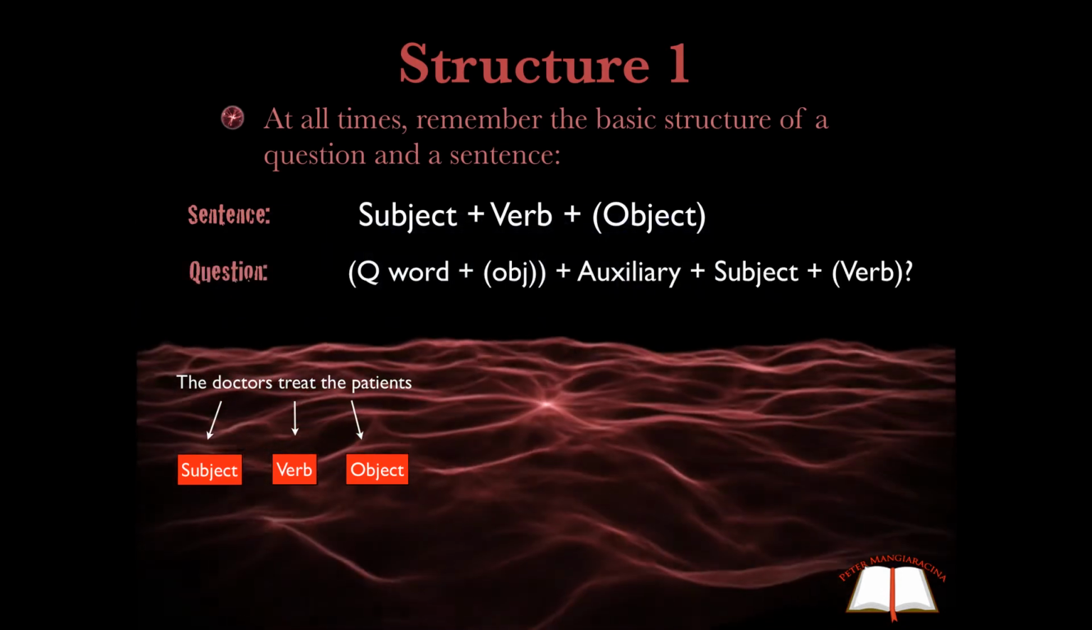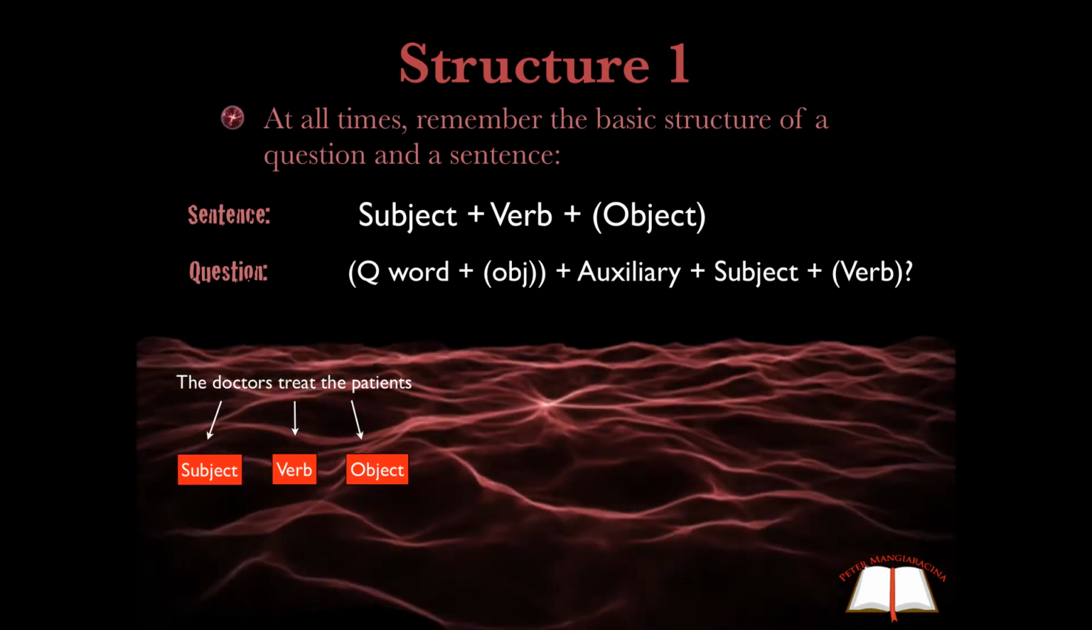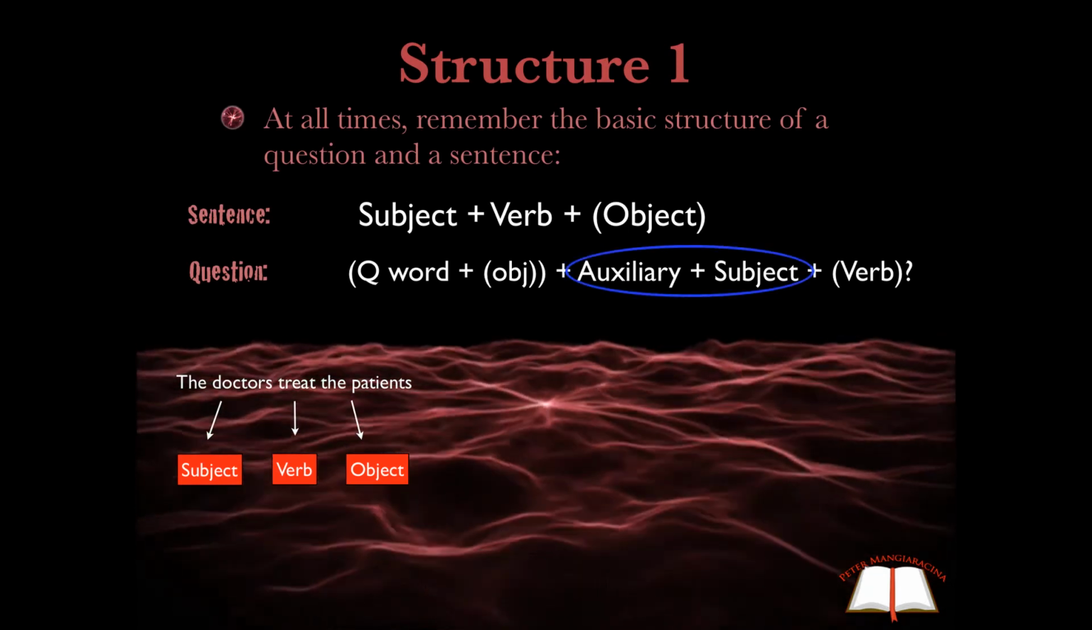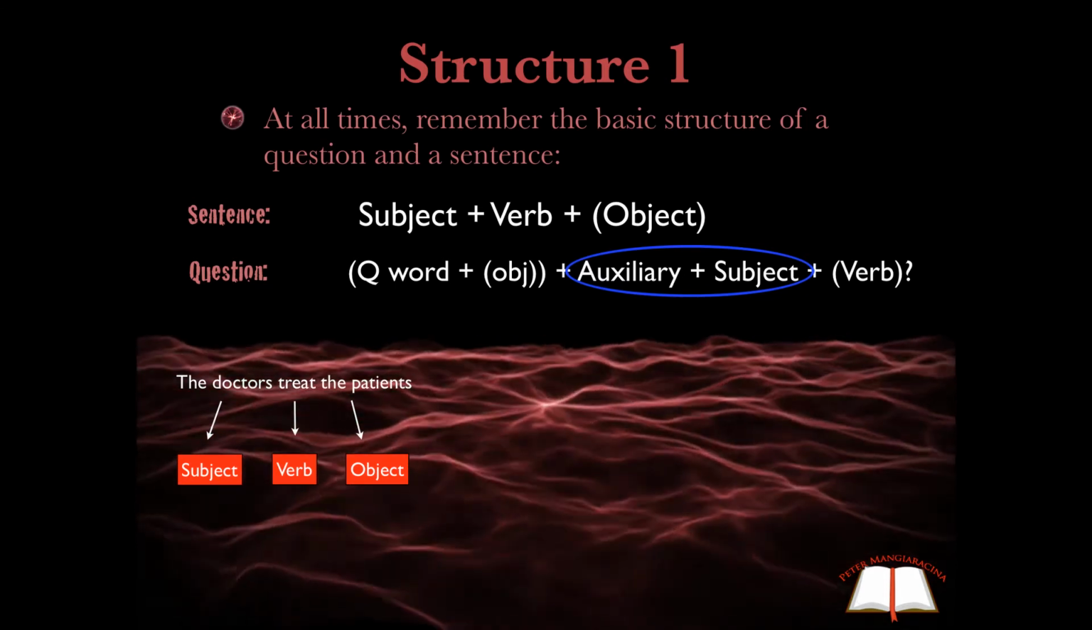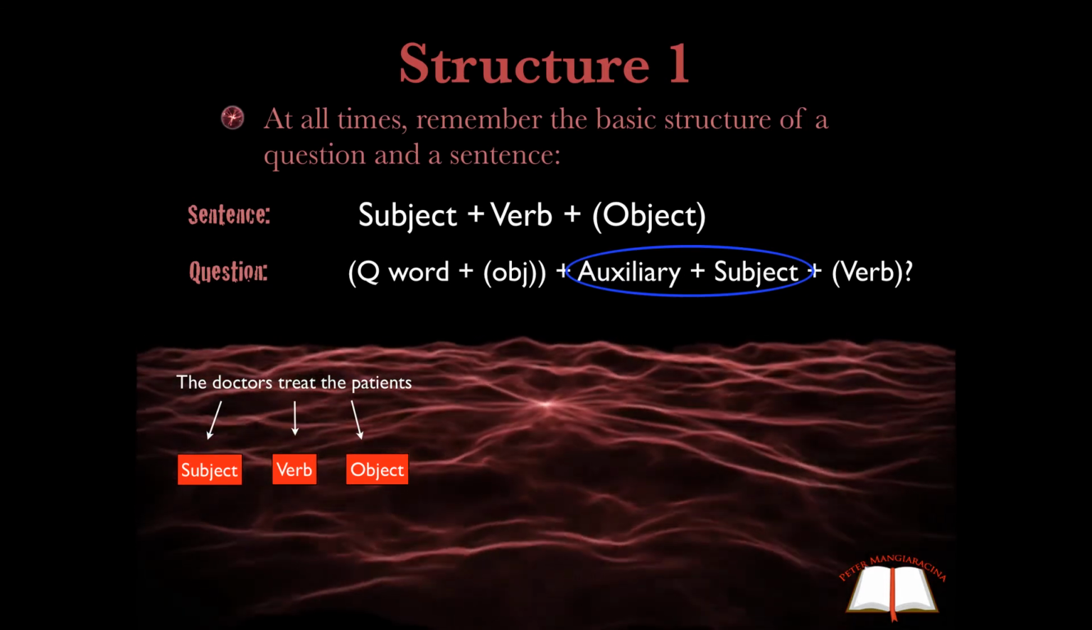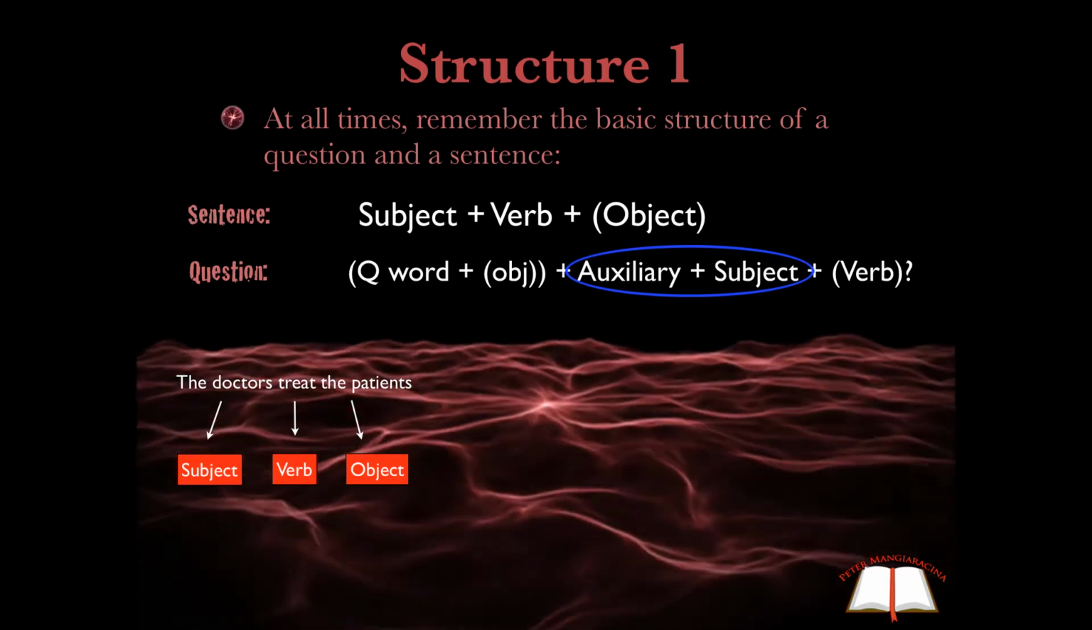Here's the formula for a question. First, look at the elements that are not in parentheses. The auxiliary determines tense in a question. The subject is the first word you're going to use when you answer the subject of a sentence.